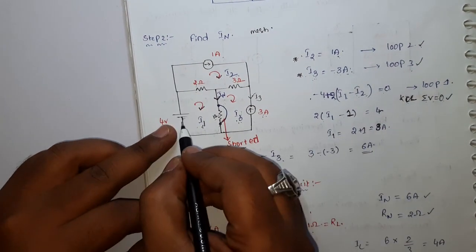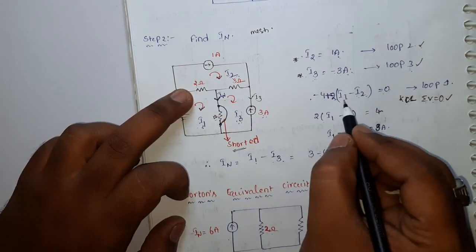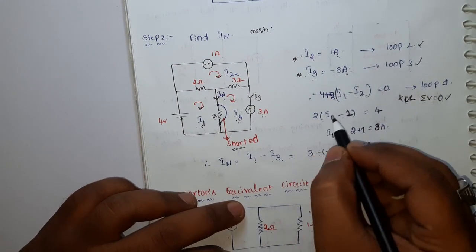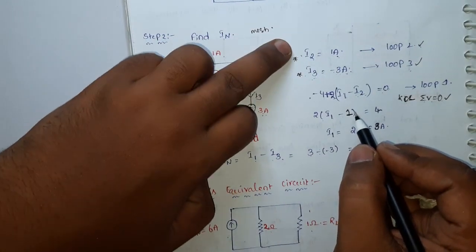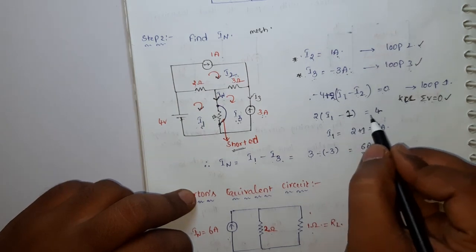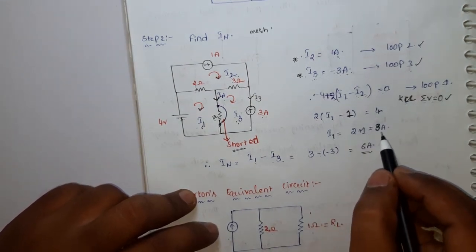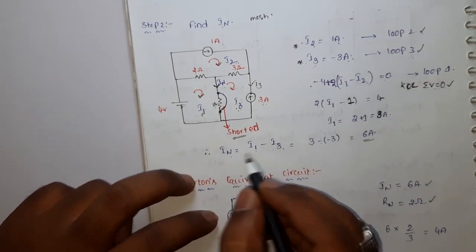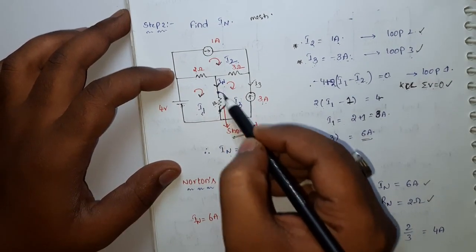Once again, minus 4 plus 2 into branch current I1 minus I2 equal to 0. When we solve that, 2 into I1, replacing the I2 value from here, 2 into I1 minus 1 ampere equal to 4 volt. I1 equals 2 plus 1, that is 3 ampere. What is the current IN? IN is Norton's current in this branch when we short the load terminals.